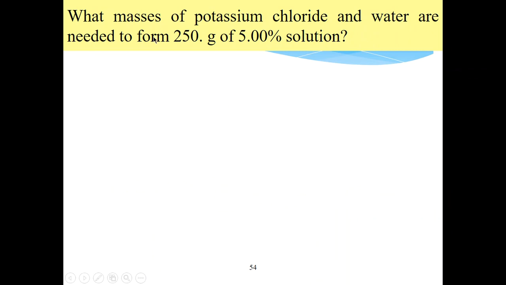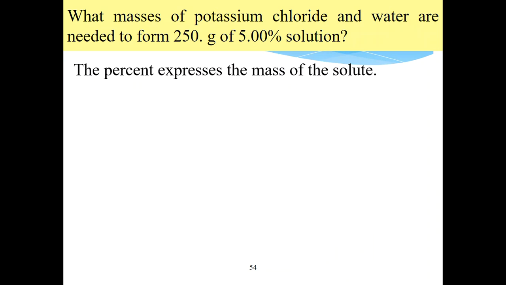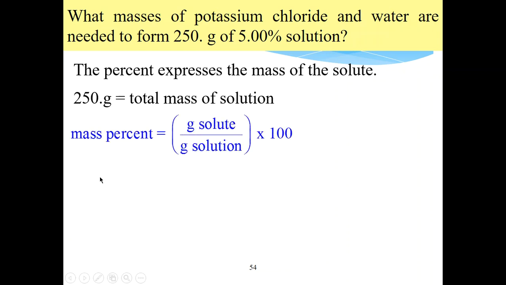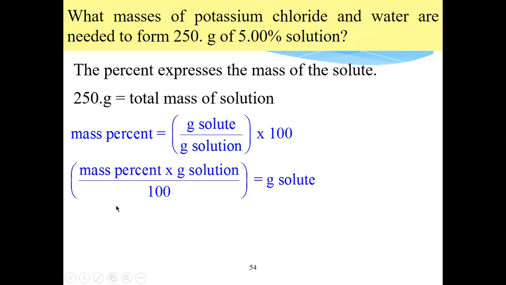Okay, here is another example. In this case, they gave you the mass of the solution and the percentage of the solution, and the question is asking what masses of potassium chloride and water are needed to form 250 grams of a 5.00% solution. So remember, the percent expresses the mass of the solute per 100 grams of the solution. But in this case, the mass of the solution is 250 grams. Given this relationship between the mass percent, the grams of solution, and grams of solute, we can rearrange this to get the mass of the solute. When we do that, we end up with this expression, and all we have to do is plug the numbers in. We have the mass percent here, and we have the mass of the solution here.